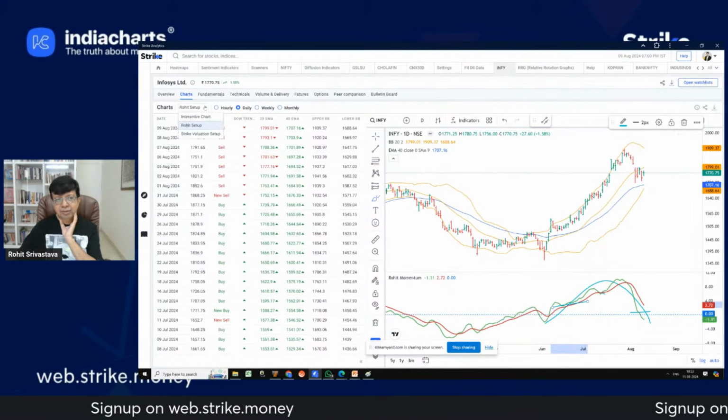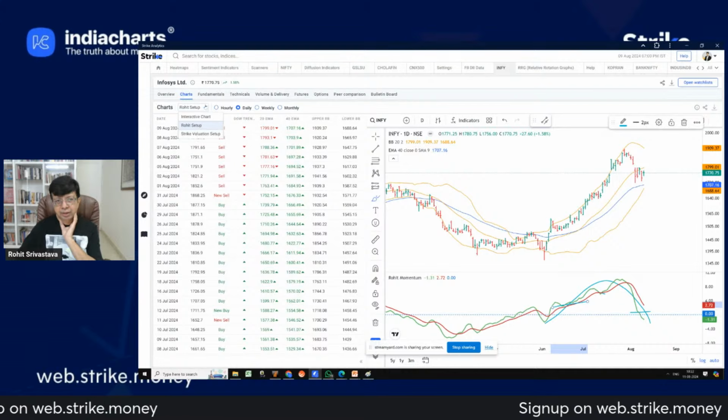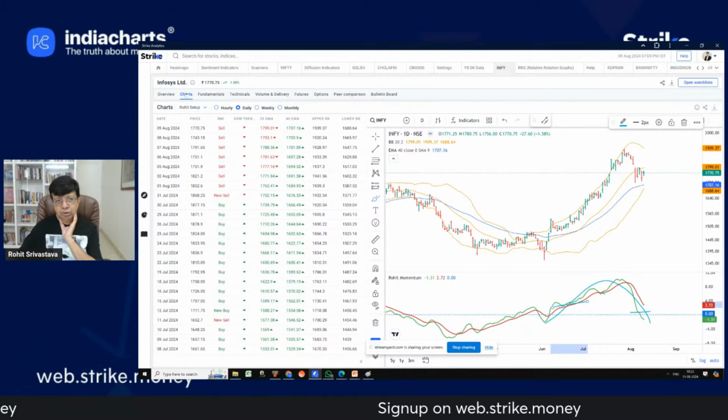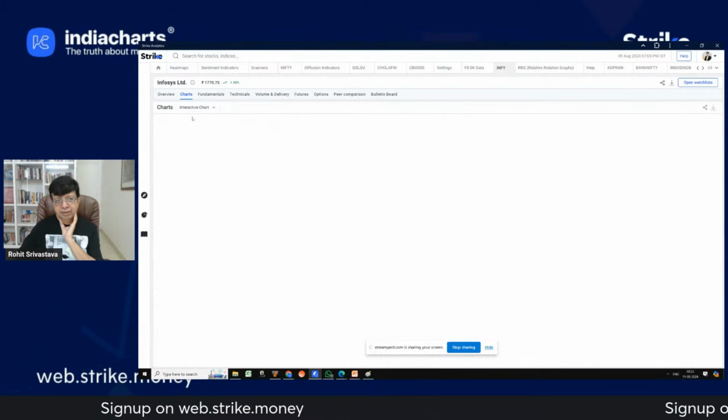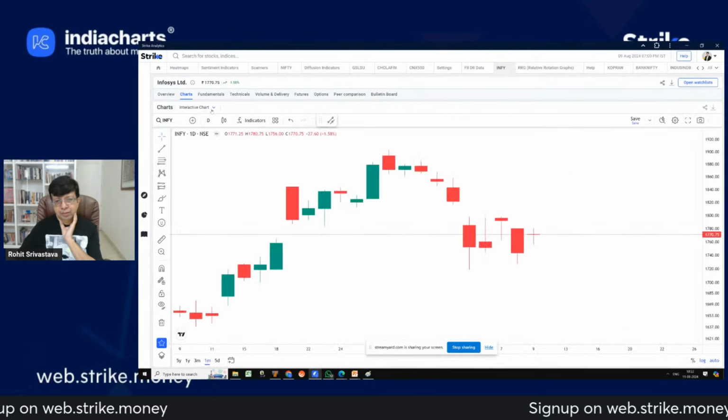And so for that reason, we created a third setup here in the drop down. So there are three. When you come to the charts of any stock or any index, you will find there are three drop downs over here. The first one is the interactive chart. By default, it opens on Rohit Setup, which you just saw.